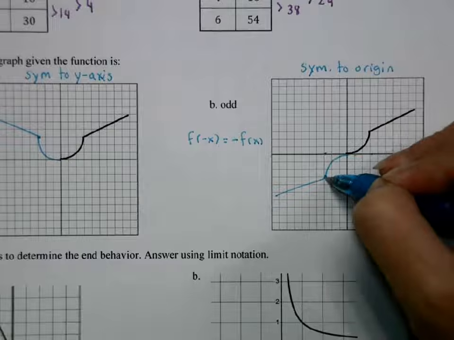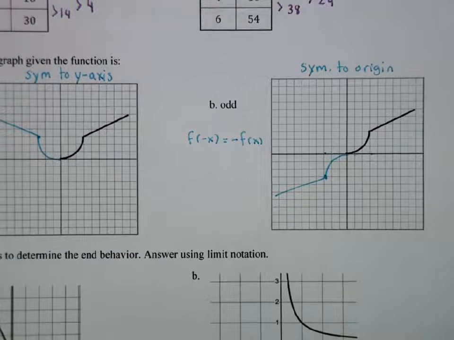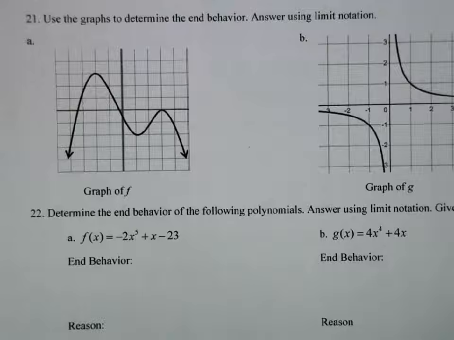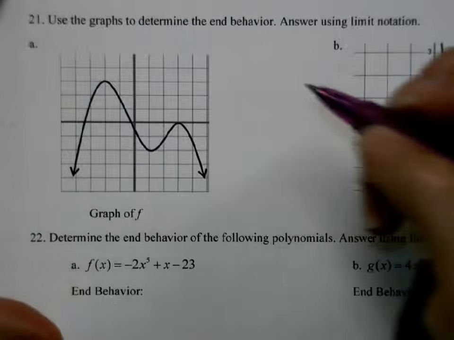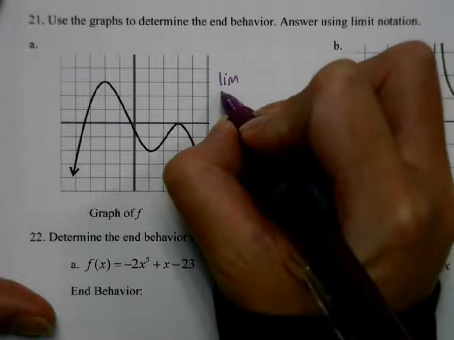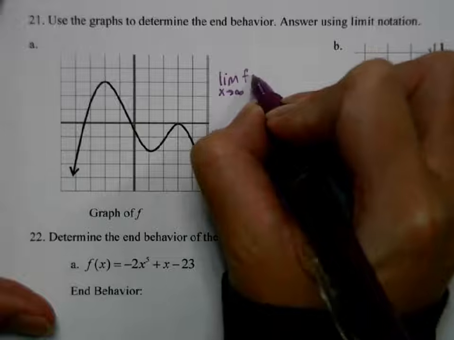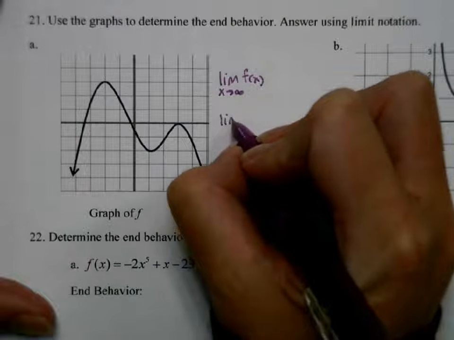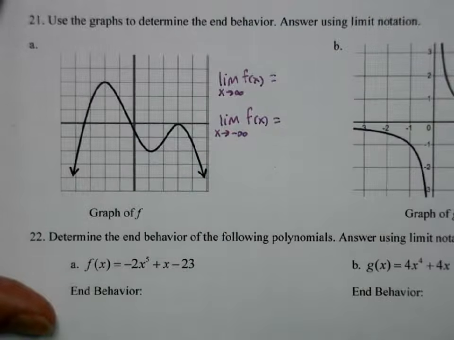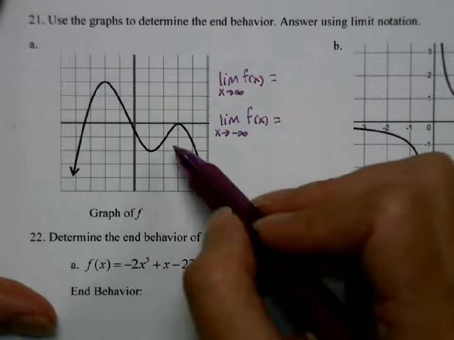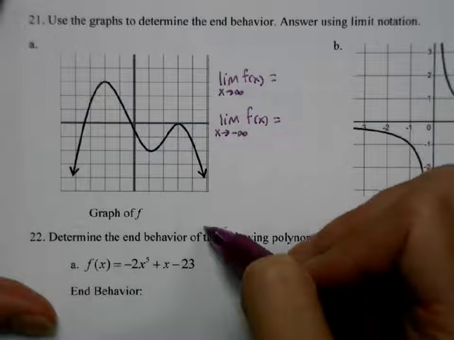And finally, end behavior. Okay, so end behavior is what's happening at the ends of the graph, and we always use this, we will explain this in limit notation. So what I mean, we have the limit as x goes to infinity of f of x, and we have the limit as x goes to negative infinity for f of x. Okay, that part will remain the same no matter what function we're looking at. For this graph, as I go to infinity, this is decreasing without bound, so it's going to negative infinity. On this end, same deal. It's going to negative infinity.